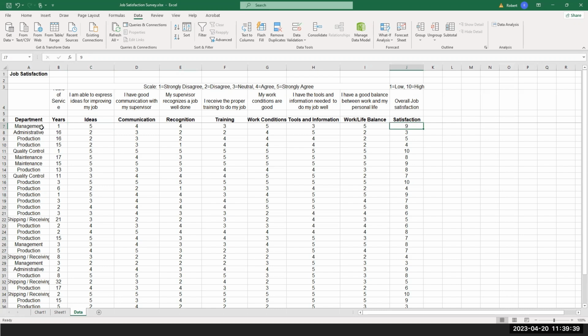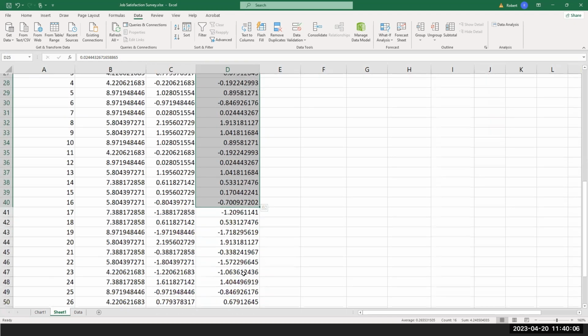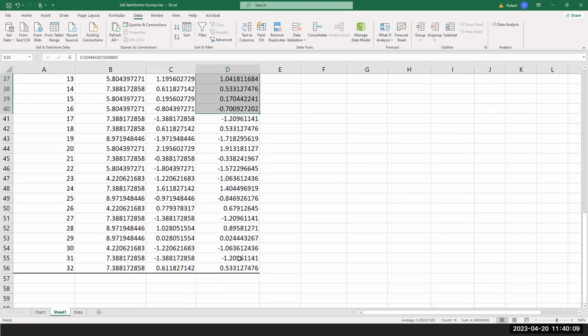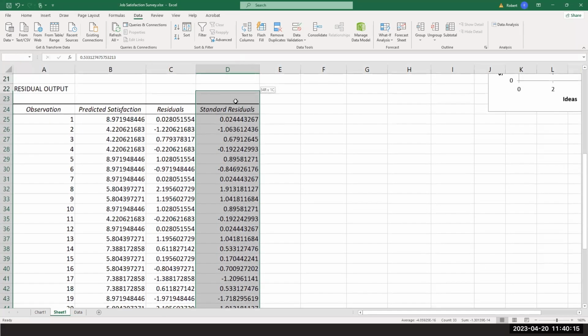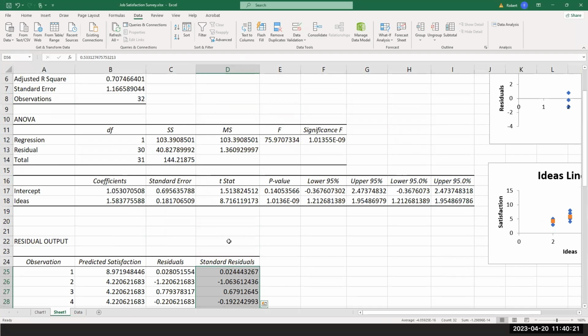So how close do we get for this first observation? We predicted 8.97 for Sally, which is pretty good. We're only out by 0.02. That's the residual. And the standard residual, remember, is just the residual divided by the standard deviation, which is this number. Now, if we look down this list, we're looking for any numbers that are above 3 or below -3. And so far, I don't see any. We don't have any. Cool. So we don't have any outliers, which is nice. Everyone's pretty much within range; there are no outliers is what we're trying to say.